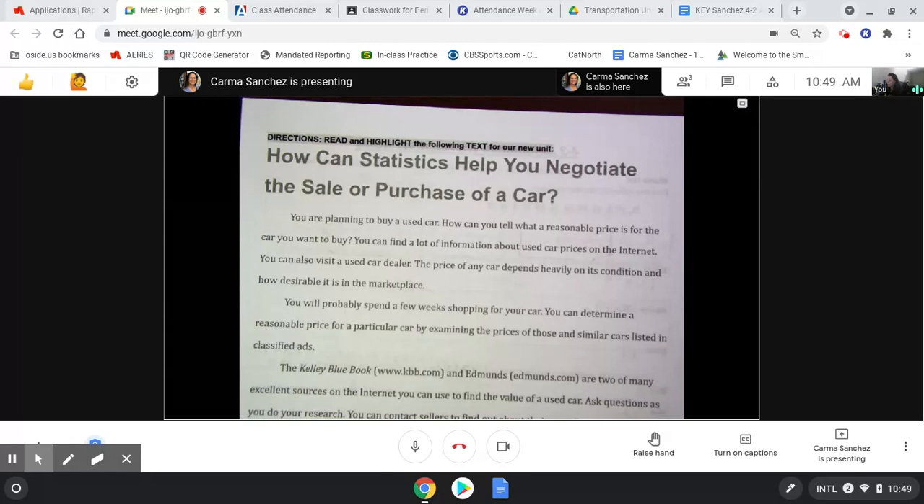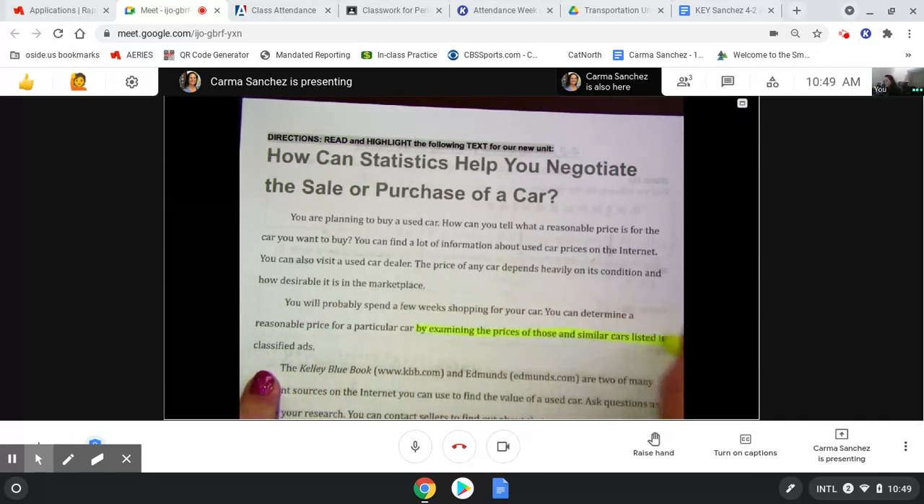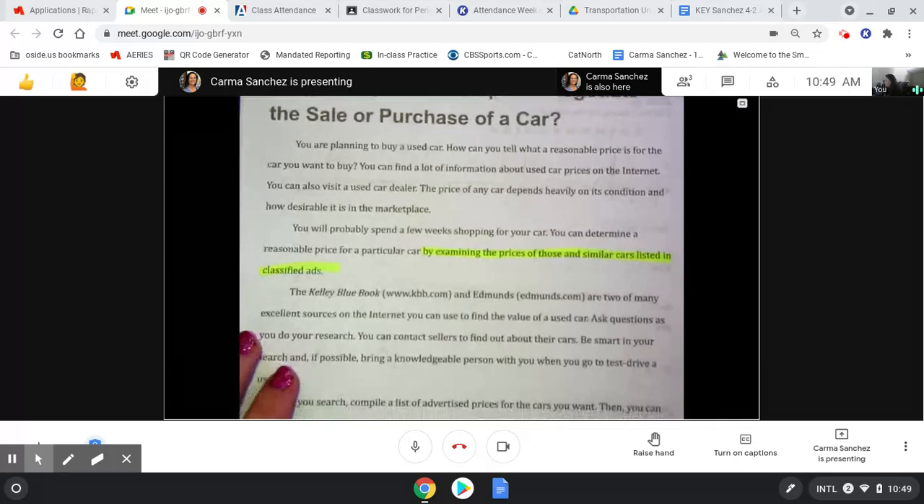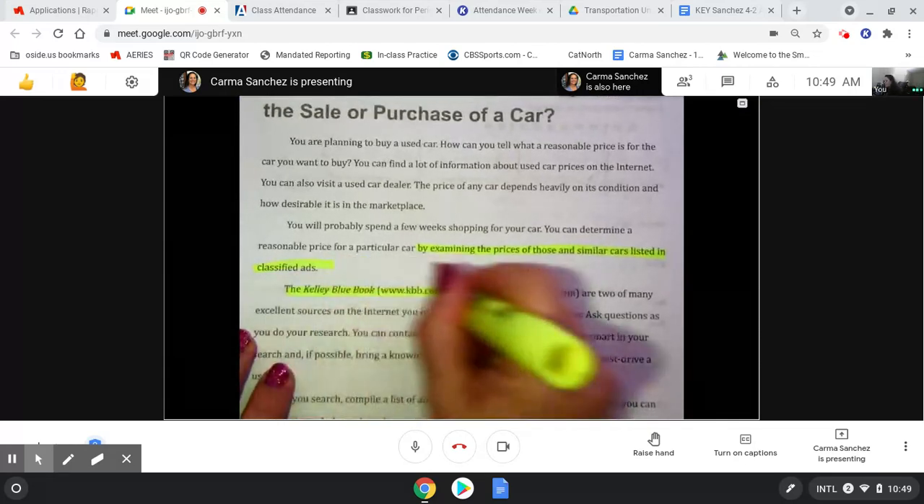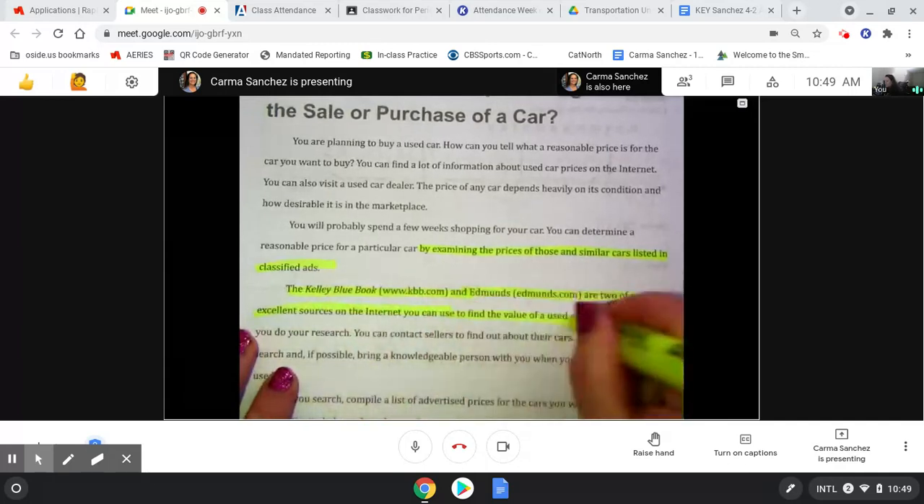You can find a lot of information about used car prices on the internet. You can also visit a used car dealer. The price of the car depends heavily on its condition and how desirable it is in the marketplace. You're probably going to spend a few weeks shopping. You determine a reasonable price by examining the prices of those that are similar. The Kelley Blue Book value and Edmunds value are two of many excellent sources. So highlight that, you can use it to find the value of a used car.